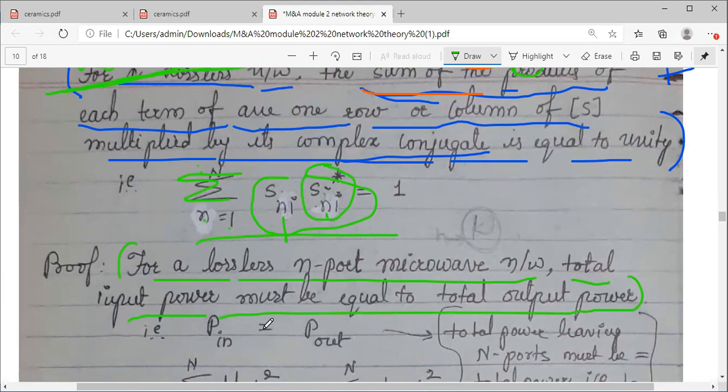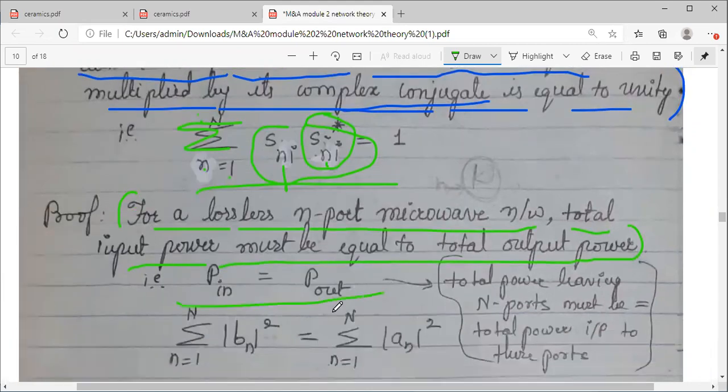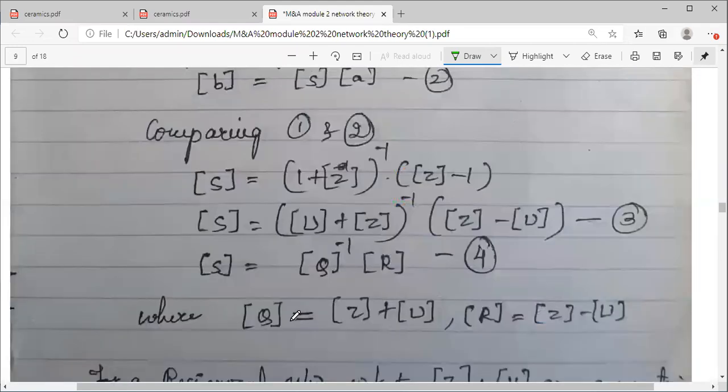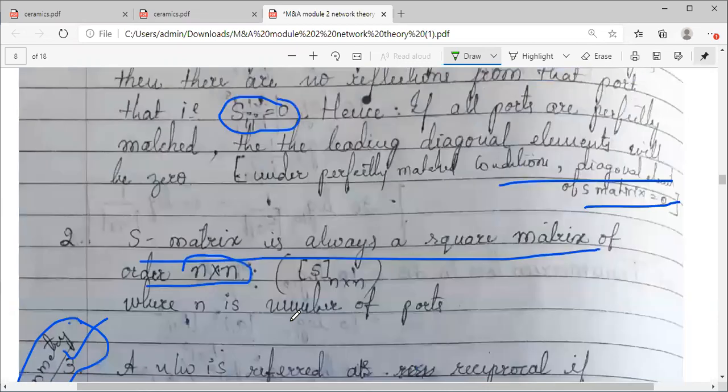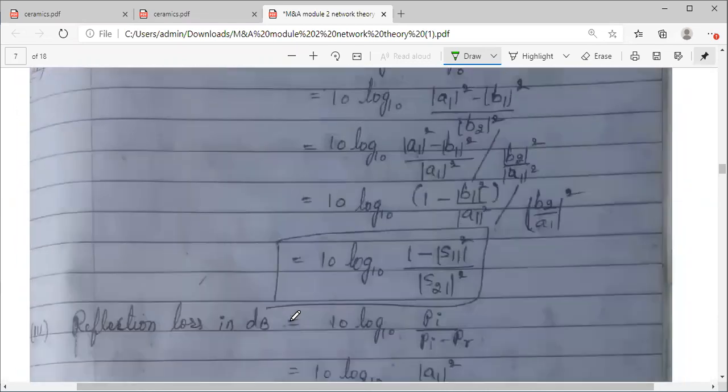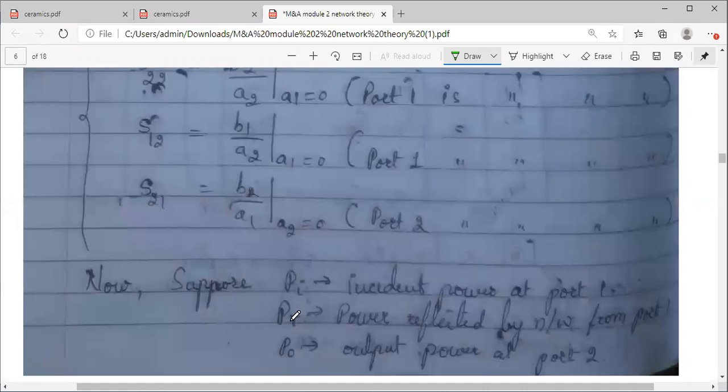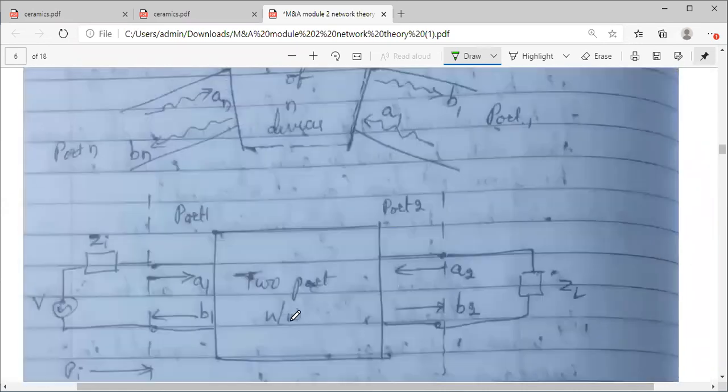So input power is equal to output power in symbolic form. I have written here, why I have taken this is, the total power leaving the n ports must be equal to the total power input to these ports. The meaning I will tell you here. Let me take the figure and show you. Again, for a 2-port network, I will take and show you.